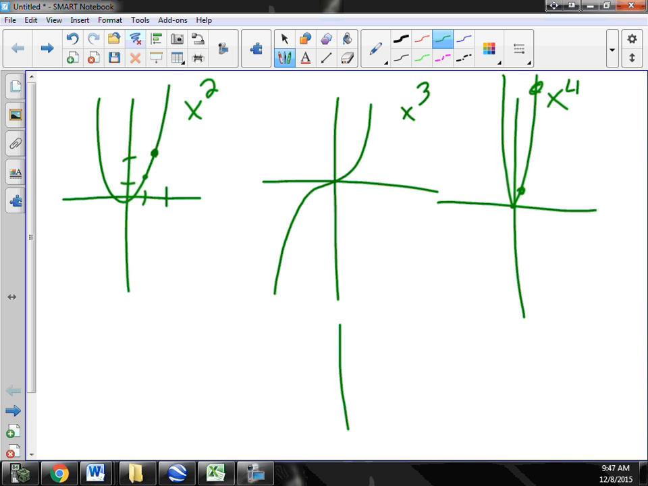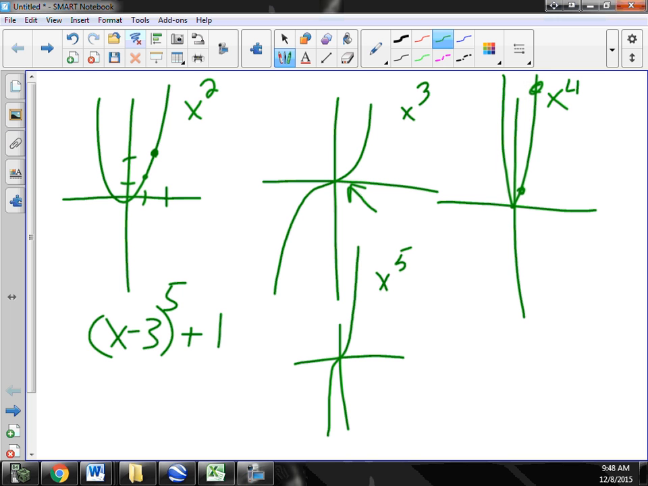So what would x to the fifth look like? Well, it's going to look just like x to the third, only much taller. So if I wanted to do (x minus 3) to the fifth plus 1, where would that graph be? So right 3, up 1. So we would take this inflection point, and we'd go right 3 and up 1, and then it would be a really skinny x to the third graph.